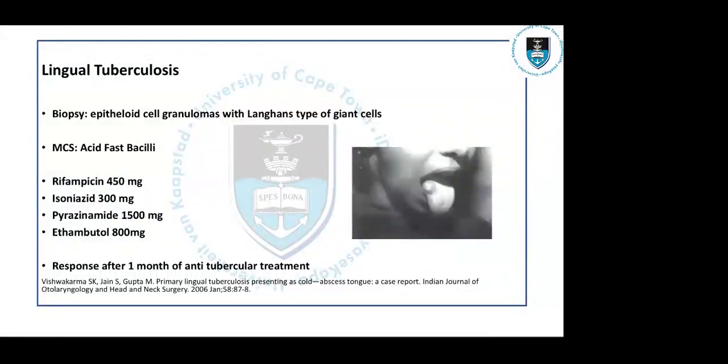The diagnosis is based on tissue biopsy, and in this case, it showed epithelioid cell granulomas with Langerhans type of giant cells, and microscopy, culture and sensitivity of the pus demonstrated acid-fast bacilli. The patient was placed on anti-tubercular treatment with 4 drugs, including rifampicin, isoniazid, pyrazinamide, and ethambutol. The response was dramatic, with considerable decrease in the size of the swelling of the tongue and fever after 1 month of anti-tubercular treatment.